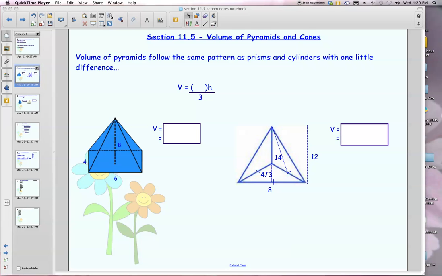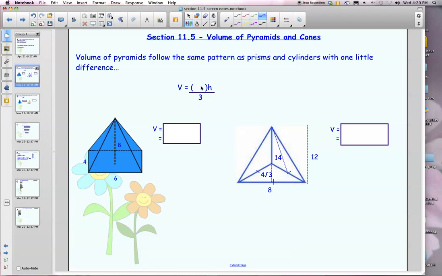So the only difference is, instead of taking the area of your base times your height, you only get 1/3 of that volume. So you take the area of the base times the height, like we did for the volume of a prism or a cylinder, and we multiply it by 1/3 or divide it by 3.